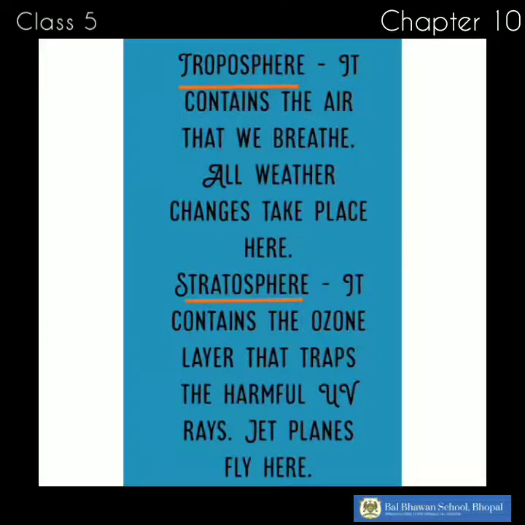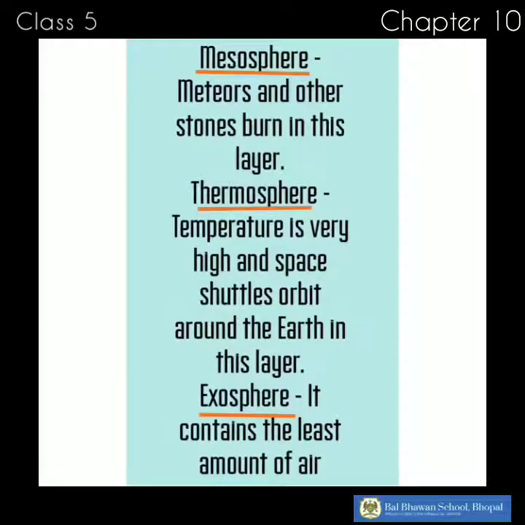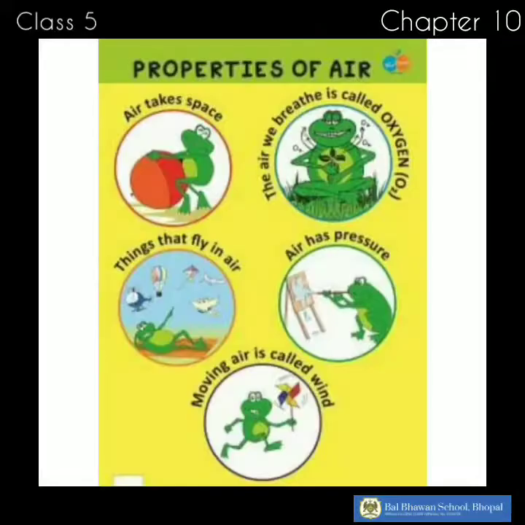The next layer is mesosphere. Meteors and other stones from space burn up in this layer and do not reach the earth. The fourth layer is thermosphere. Temperature may reach up to 2000 degrees Celsius and the space shuttles orbit in this layer. The last layer is exosphere. It contains the least amount of air.